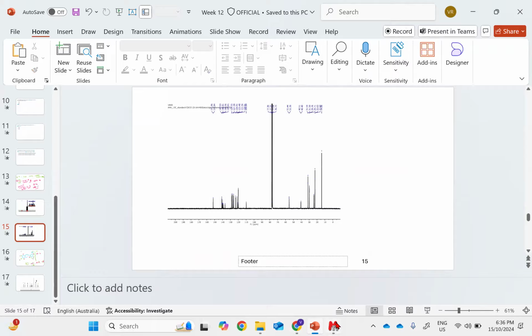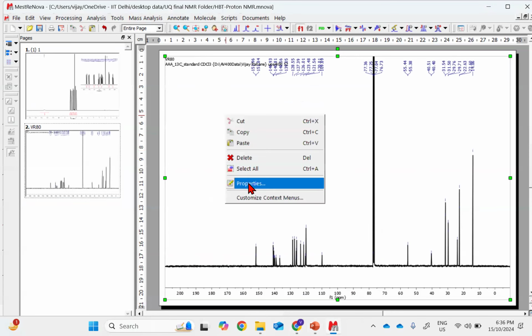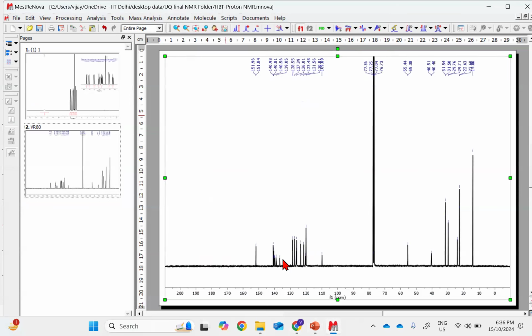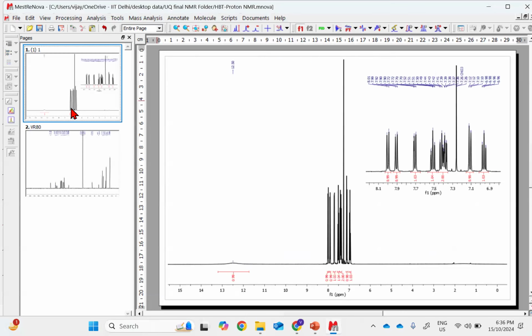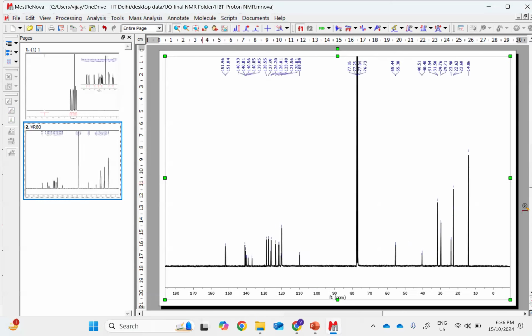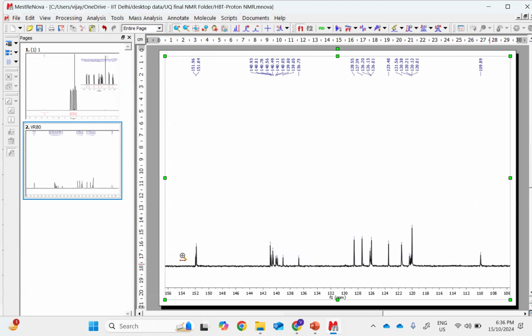Also try to delete the title whatever you have. To delete the titles or names, you can go to the properties and common. These titles you can remove. You can see initially the titles were present here, and now these titles are turned off. So you can paste it like this. Also you can do the zoomed version of all these spectra, like the aromatic region only. You can make the spectra on two pages, on one page only the aromatic region and on the other page only the aliphatic region.